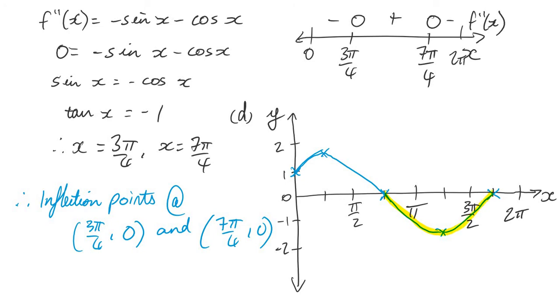We haven't quite finished because we need to sketch up to 2 pi, and so you should be plotting this coordinate as well as the end point, and to get that you would sub 2 pi into the original function, and it's going to be 1. Is it concave down through that region? Yes, it is.